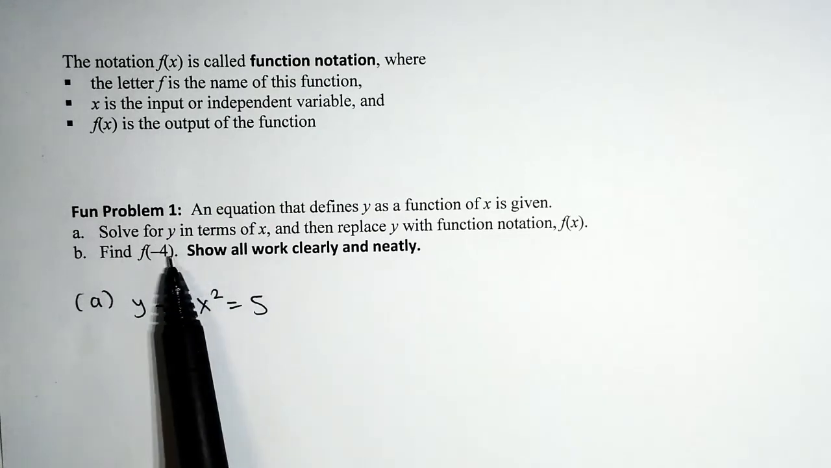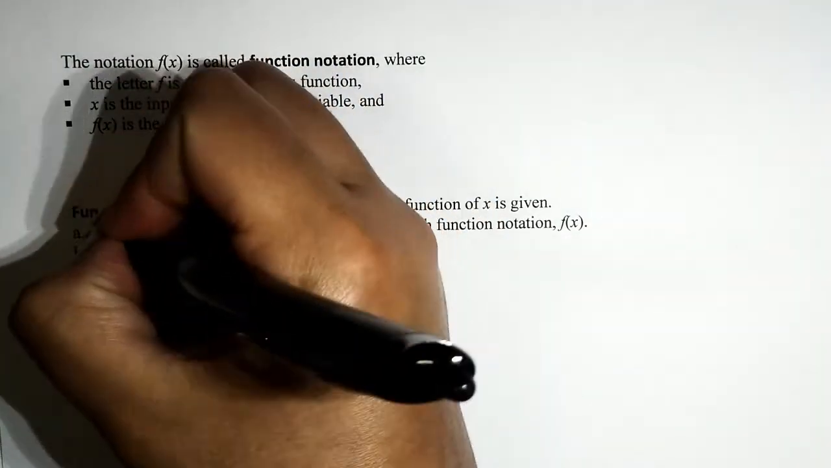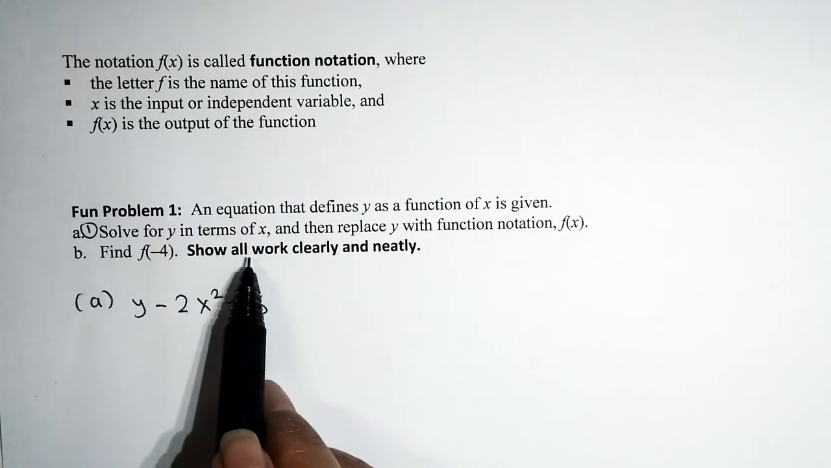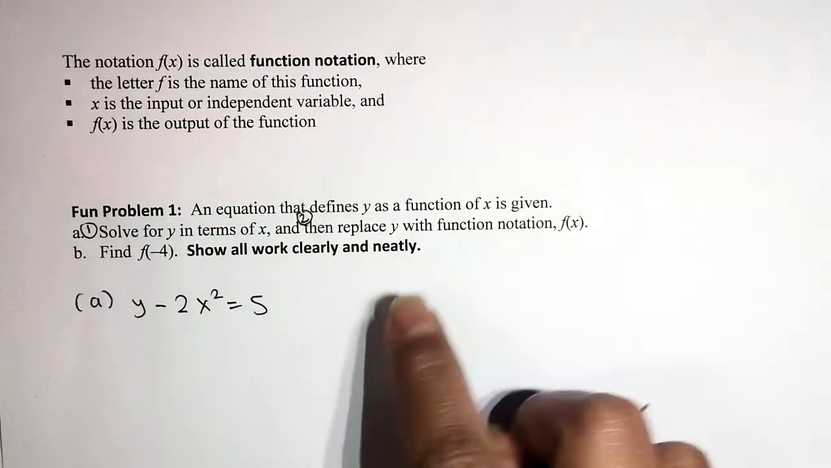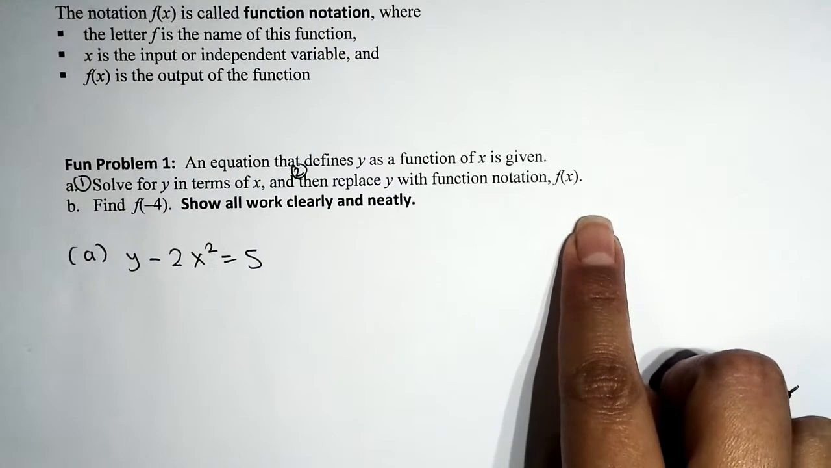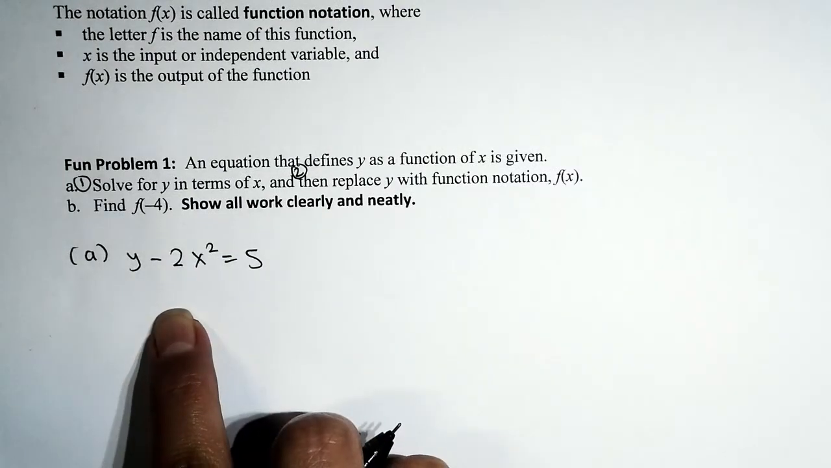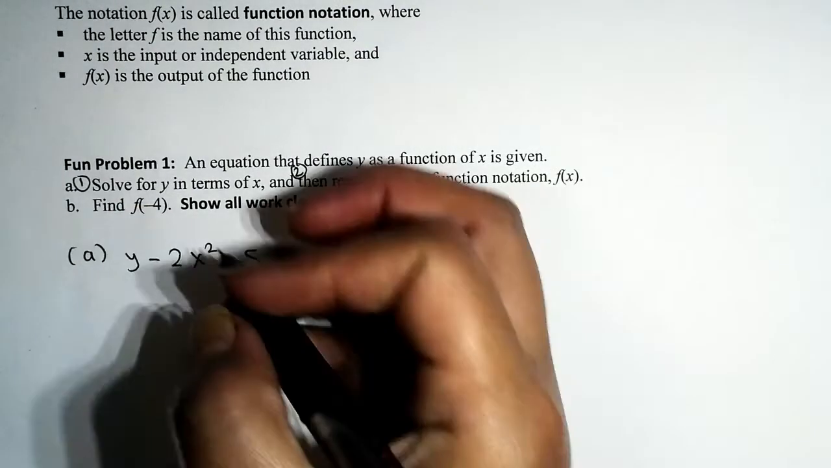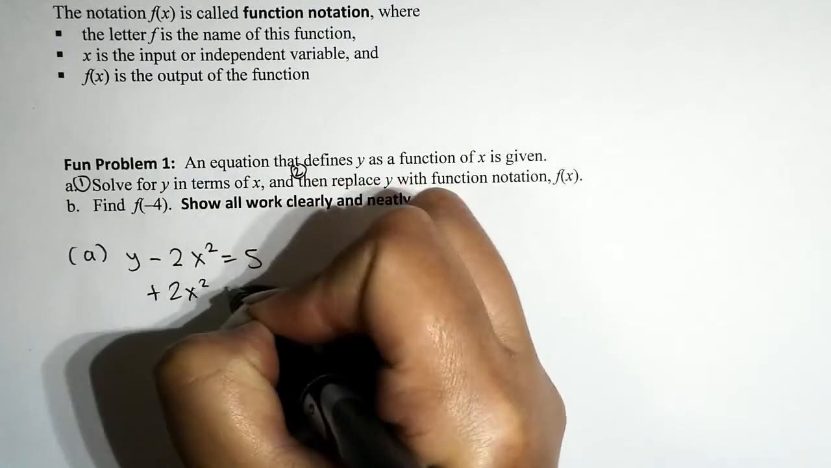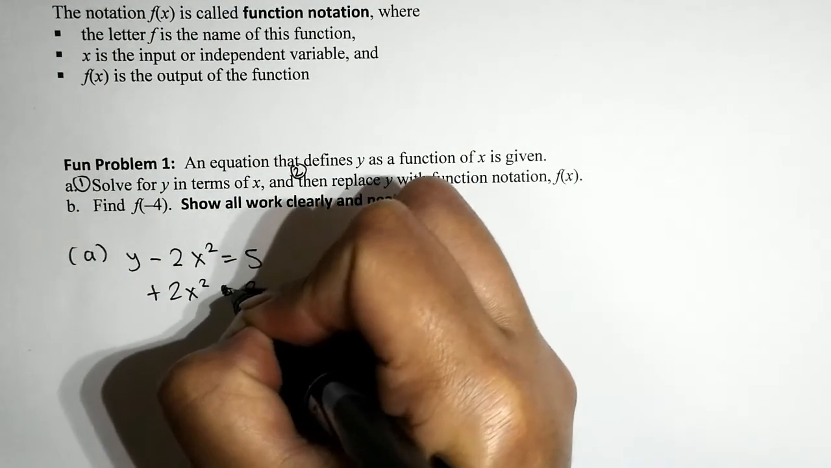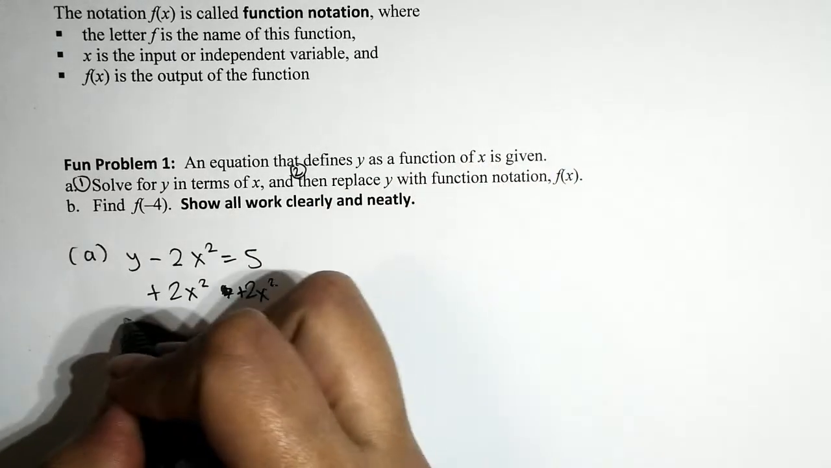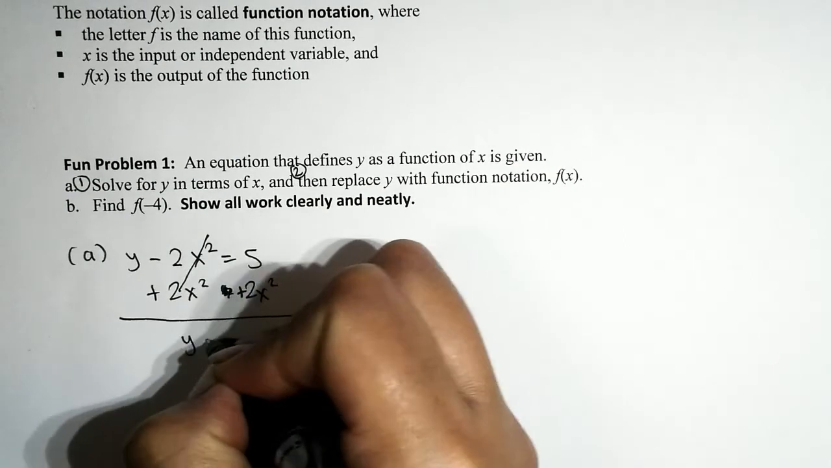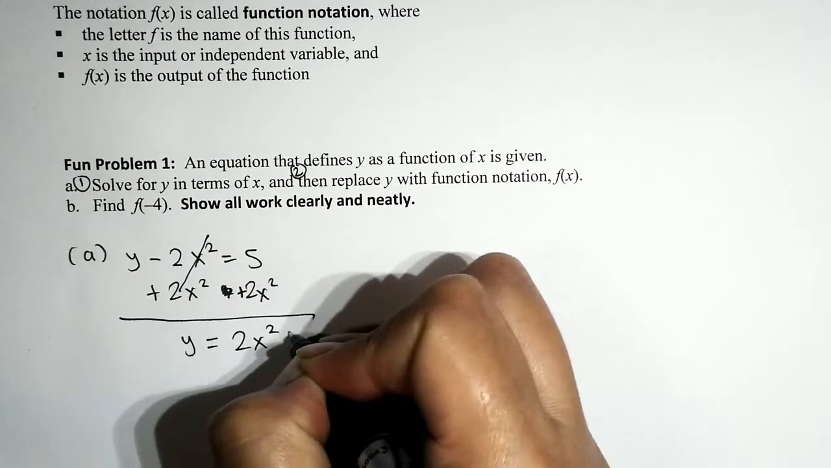So first things first: 1, solve for y in terms of x. So in short, solve for y. Then once we have done that, we do the rest. So 1, solve for y. Why? Because the problem said so. Let's go ahead and solve for y. To undo the subtraction of 2x squared, let's add it to both sides, and that will leave us with y equals 2x squared plus 5.